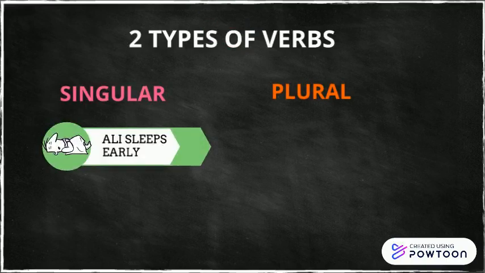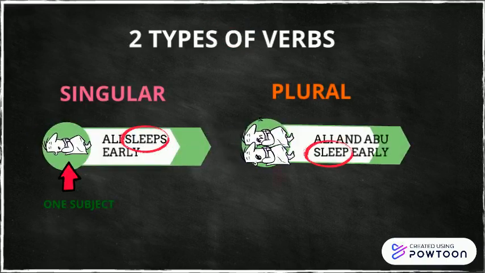There are two types of verbs: singular verb, plural verb. Singular verb refers to one subject doing something. Plural verb refers to two or more subjects doing something.